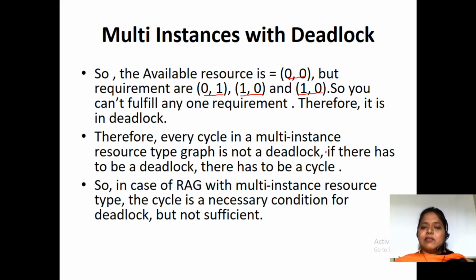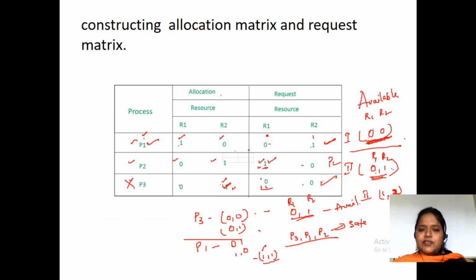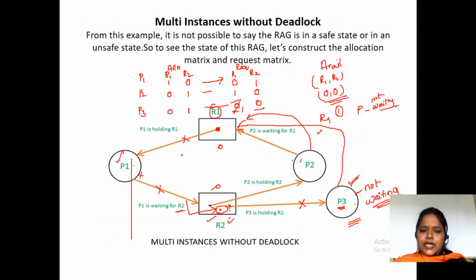Therefore a cycle in a multi-instance resource type graph is not necessarily a deadlock. If there has to be a deadlock, there has to be a cycle. So in a multi-instance graph, if there is a cycle we are going to form. Here also, R1 to P1, P1 to R2, and again to P2 and again here. Here also we are going to form a cycle.